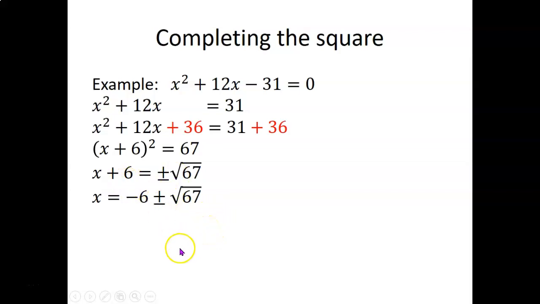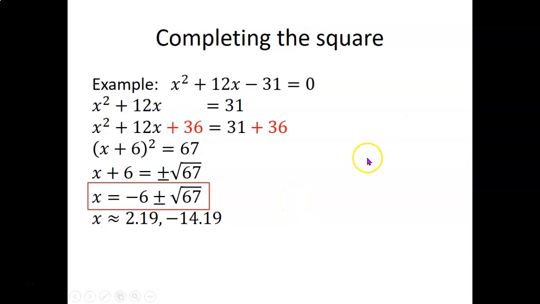I subtracted 6 on both sides, and I could have written it as plus or minus the square root of 67 minus 6. Means the same thing, but I like writing it this way. The decimal approximations, if you put that in a calculator, when you do the plus, you get approximately 2.19. When you do the minus, you get approximately negative 14.19. So those are the two solutions. The exact solutions are negative 6 plus the square root of 67 and negative 6 minus the square root of 67.